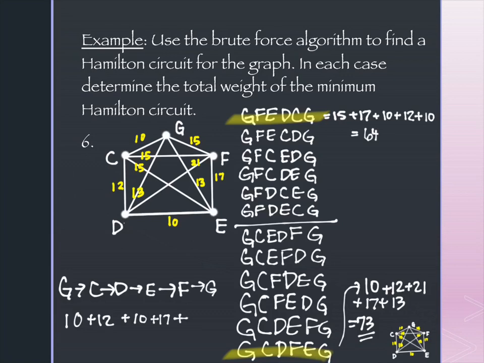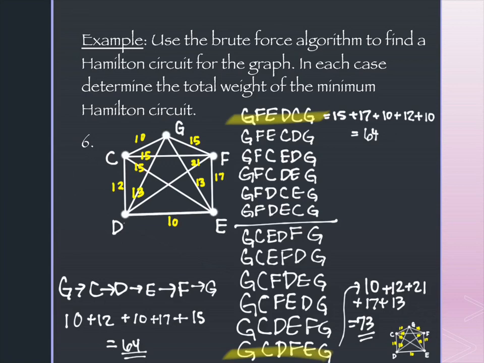F to G is 15. So just real quick, what does that add up to? I have no idea if it's a number that's smaller than what we got before, but 10 plus 12 plus 10 plus 17 plus 15, 64. So it's pretty close to the things we were getting before, right?